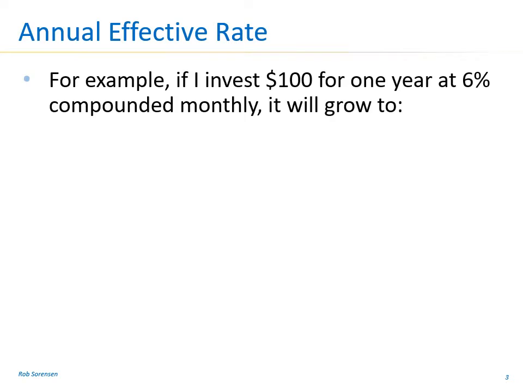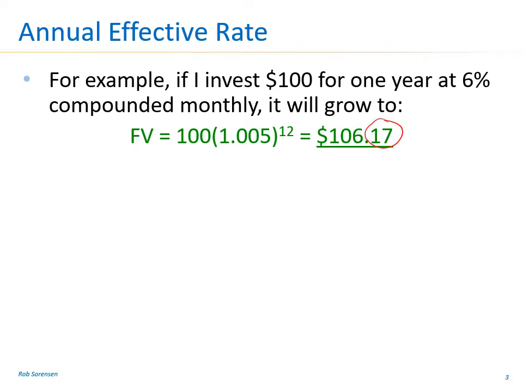So let's look at a quick example. If I invest $100 for 1 year at 6% compounded monthly, what's it going to grow to? Well, if I put it in there using my FE formula, I actually end up with $106.17. Where did the 17 cents come from? That's the extra boost I get, even after just 1 year, at the very beginning, from the compounding.